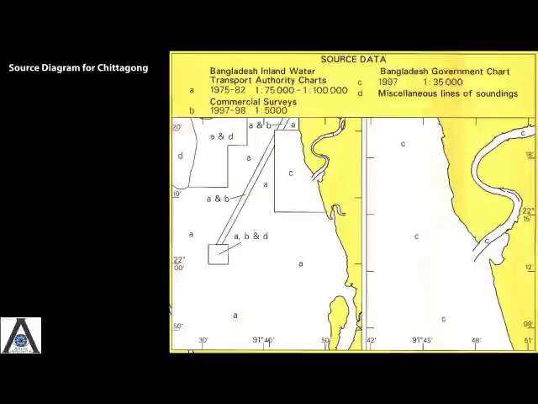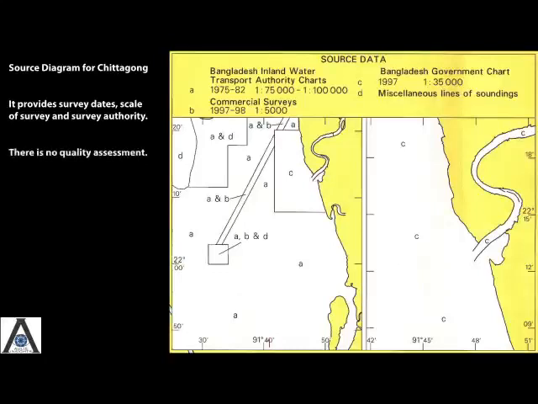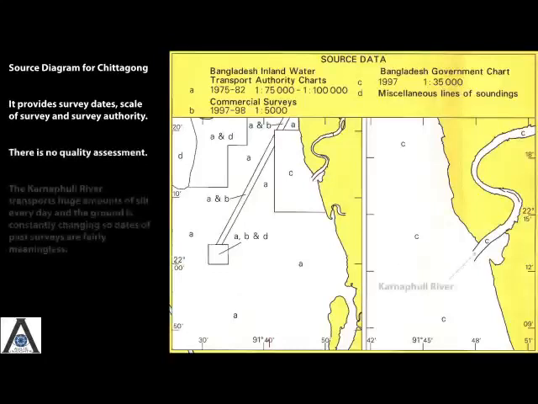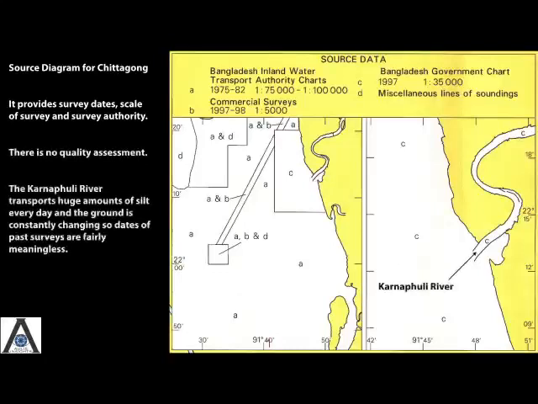Many paper charts carry source diagrams. This one is for Chittagong. It provides survey dates, scale of survey, and survey authority, but there is no quality assessment. The Karnaphuli River transports huge amounts of silt every day, and the ground is constantly changing, so dates of past surveys are fairly meaningless. A more informative system was needed.